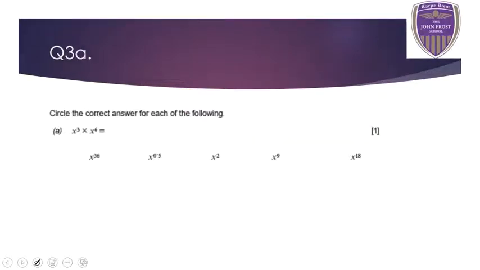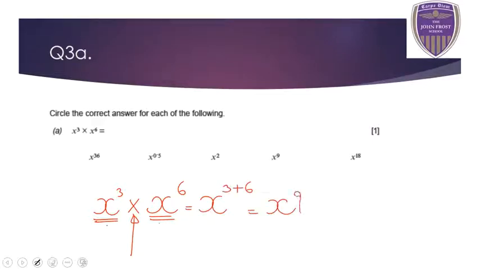Question 3, a multi-choice one. Circle the correct answer for each of the following. Okay, now what you've got to remember, this is what we need to work out. Okay, when the base values are the same and you're multiplying, you just add the powers. Okay, these base numbers have got to be the same. And if you're multiplying, you're going to add the powers. So you're going to do x to the 3 plus 6, which is x to the 9, which is that one there.